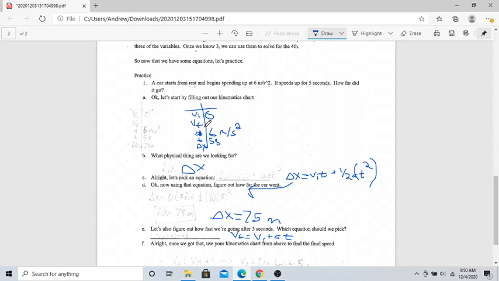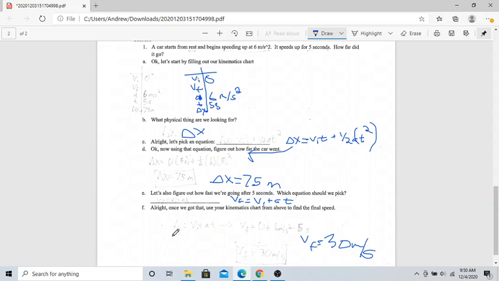But in this case, we already have an equation that's laid out very nicely for VF, the first one, so VF equals VI plus AT. Plug in what we know. All right. We know VI is 0. We know A is 6 meters per second squared. We know time is 5 seconds. Go through and calculate it, and you get that the final velocity this object will be moving after 5 seconds is 30 meters per second.